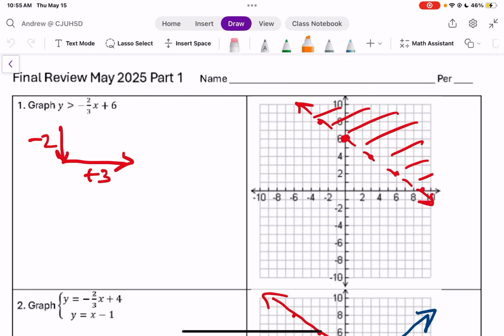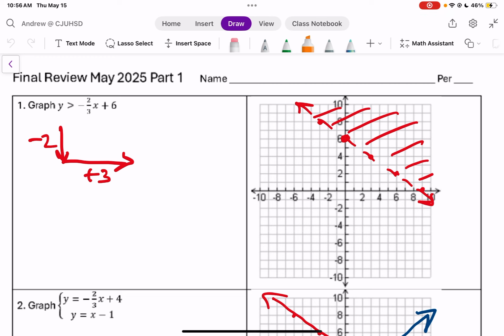Here's the first part of the final exam review, which will correspond to the first part of the final exam. It looks a lot like our test from Unit 5. You'll have an inequality where you need to pay attention to whether it's dashed or solid. It's going to be dashed if it says it's greater than or less than but not equal to.